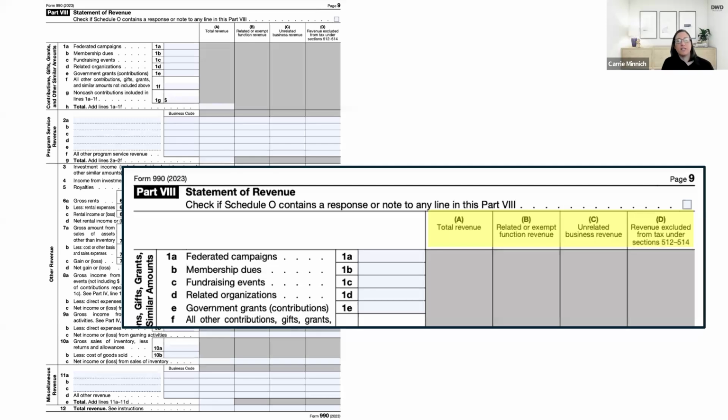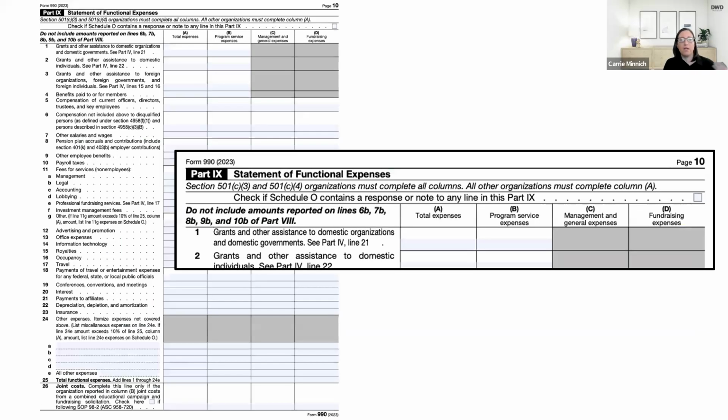In-kind services and in-kind facilities are not recorded on Form 990. In-kind goods are, but if you receive any kind of donated services or facilities, they are not reported on Form 990. So if you're comparing your revenue on your financial statements, maybe your audited financial statements to your 990, that will be a difference. Page 10 then goes into your expenses.